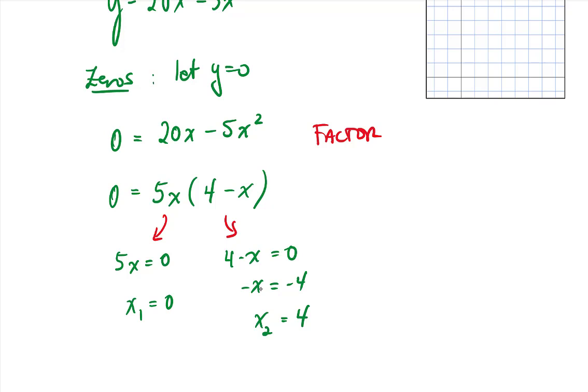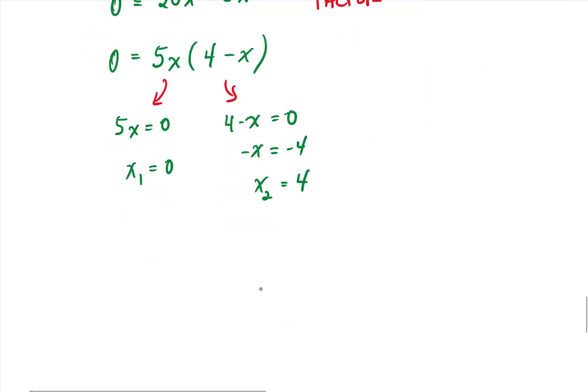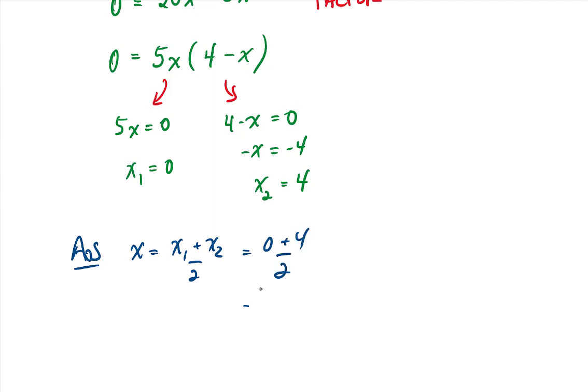Now that I have the zeros, I can determine the axis of symmetry. Remember, the axis of symmetry is just the average of the two zeros. So we have 0 plus 4 divided by 2, which tells us our axis of symmetry is equal to 2.